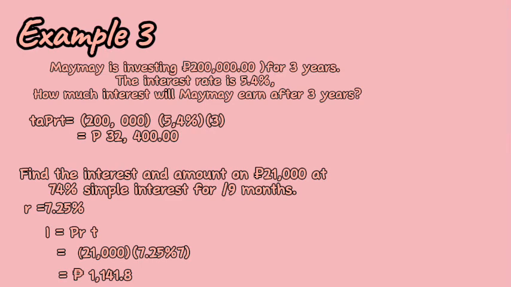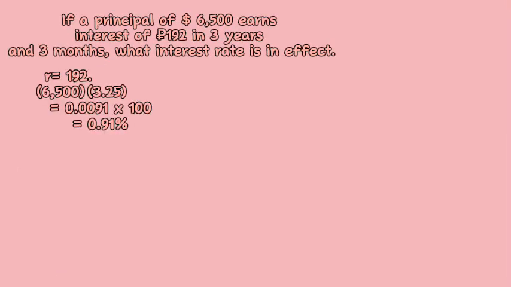So we have 21,000 pesos times 7.25% times 9 over 12. The answer is 1,141.88 pesos. The third example is if a principal of 6,500 pesos earns interest of 192 pesos in 3 years and 3 months, what interest rate is in effect?